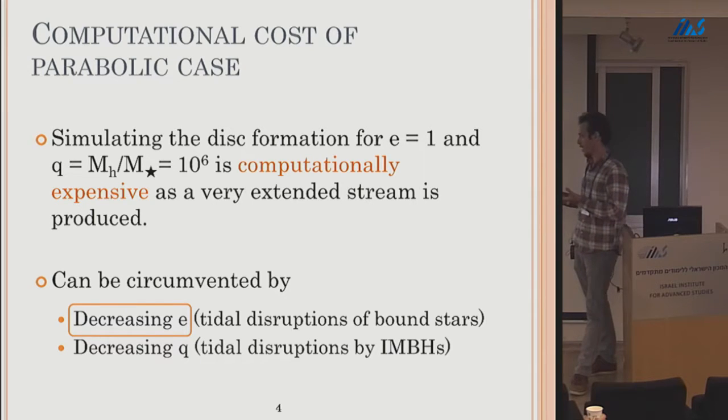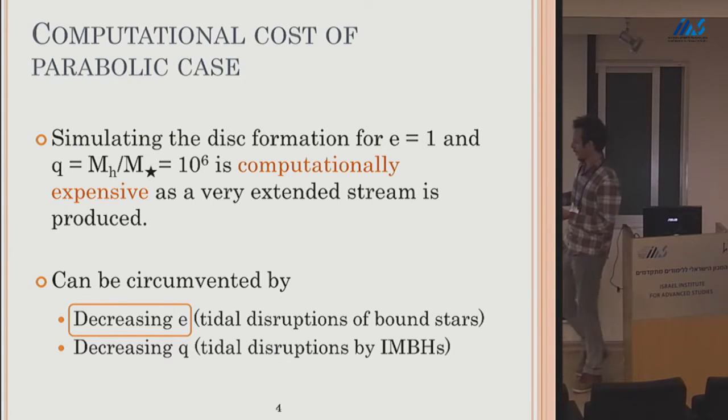There are two possible ways of going around this problem, either by decreasing the eccentricity of the star artificially, which makes all the debris more bound, and therefore the stream is shorter and more easily resolvable.